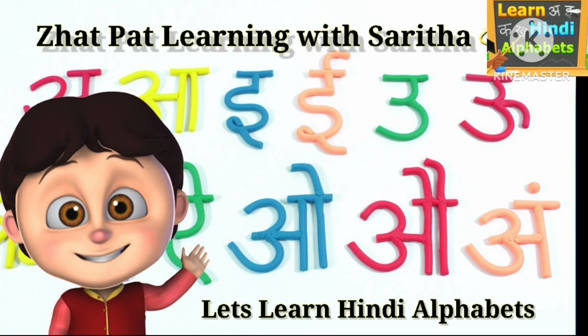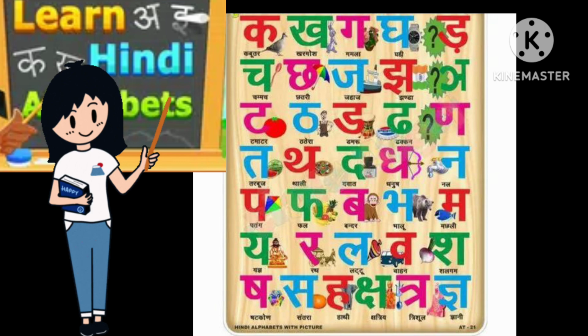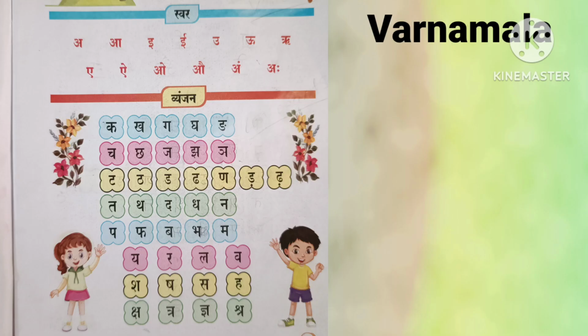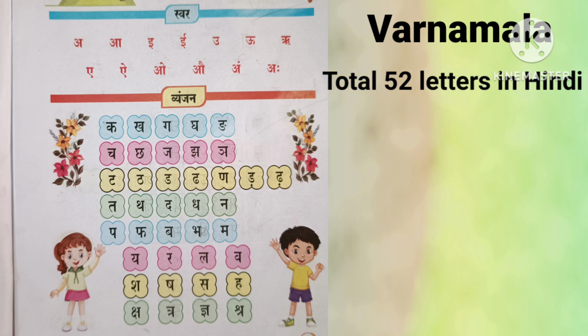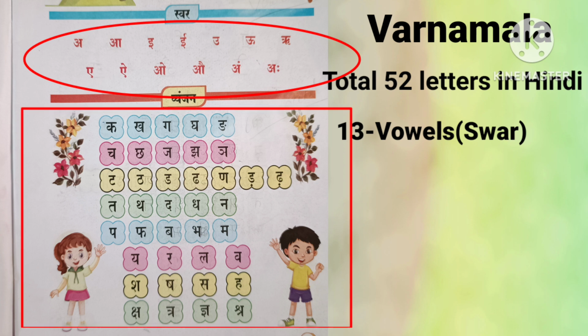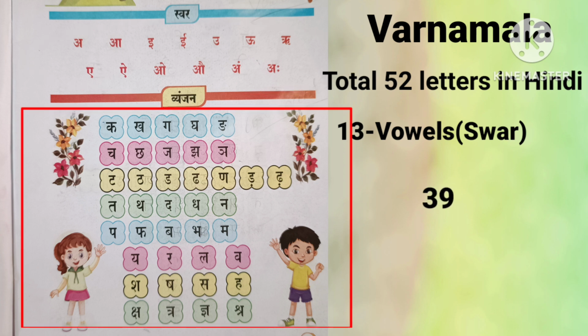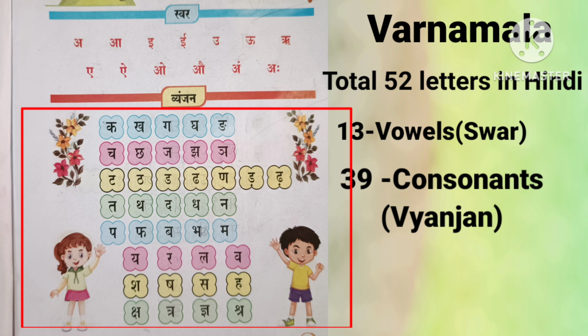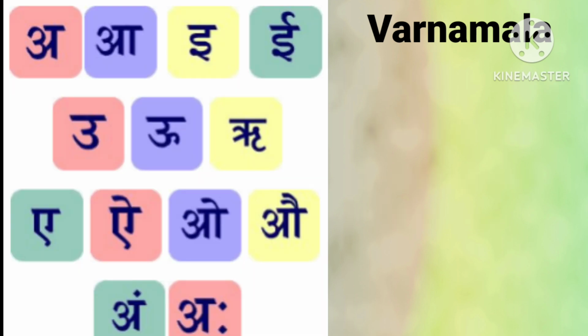Are you excited to learn Hindi alphabets? Then this video is for you. Varnamala represents letters. In Hindi, we have total 52 letters, out of which 13 letters are called as vowels, that is swar, and remaining 39 letters are called as consonants, that is vyanjan. Come on, let's start.